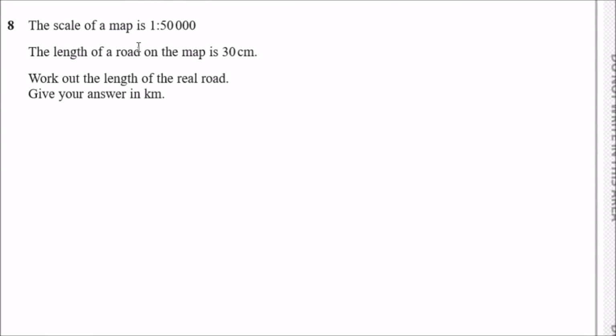Okay, so the scale of a map is 1 to 50,000 units. So that means that every 1 unit on the map represents 50,000 units in real life. Now the length of the road on the map is 30 centimeters. Work out the length of the real road. Okay, so let's work at this before giving you answers in kilometers. So if 1 unit was 30, that means for the real world version, you need to multiply by 50,000. So let's calculate this. 30 times 50,000, what does it give us? So that gave me 1.5 million.